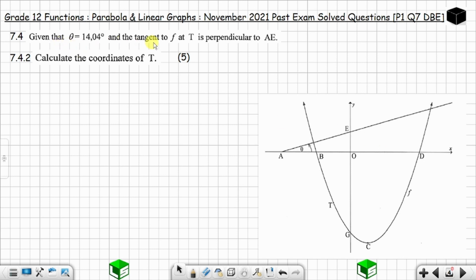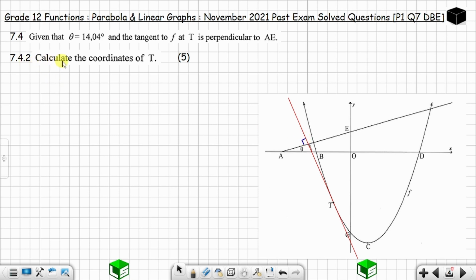Now let's draw what they are telling us. So they are telling us that there is a tangent to F at T. There's the point T. So there is a tangent like this. You can see the tangent in red. Can you see? So at the point T there, it's touching F at T. So this is the tangent in red and it's touching the graph of F at T. So this is what they are telling you. And the tangent to F at T. Now this tangent is perpendicular to AE. So let's do that. It's like this. Can you see? This means perpendicular. So the angle there is 90 degrees. Okay, I hope you understand that.